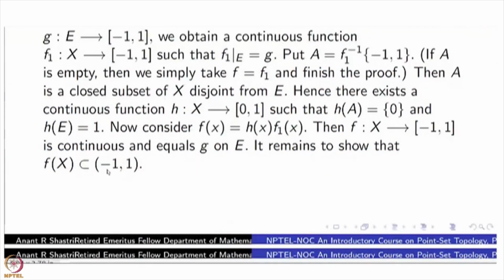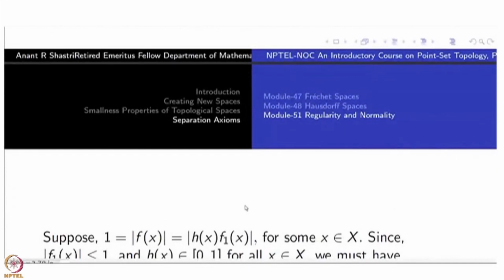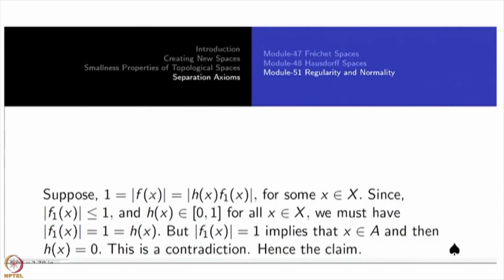Okay, why doesn't it take the value minus 1 and plus 1? That's what I have to show. All right. So suppose modulus of f(x) is equal to 1. But what is modulus of f(x)? What is f(x)? f(x) is h(x) into f1(x). Suppose for some x it is equal to 1. Either it is minus 1 or plus 1.